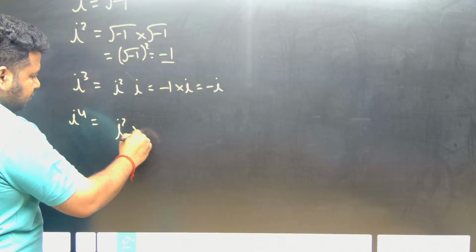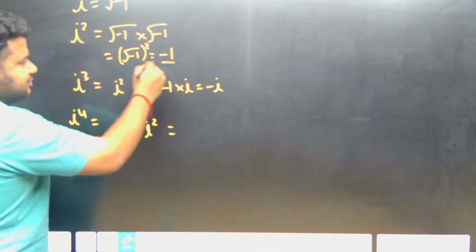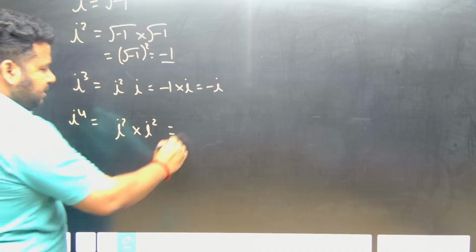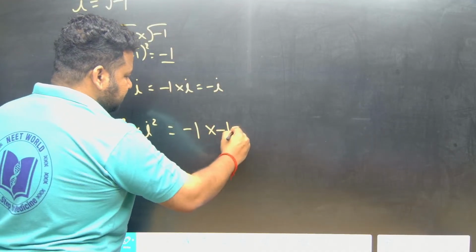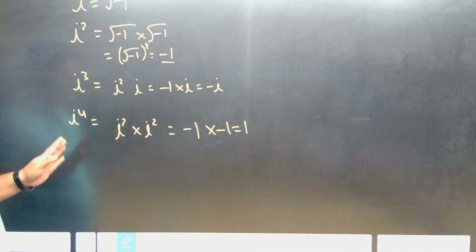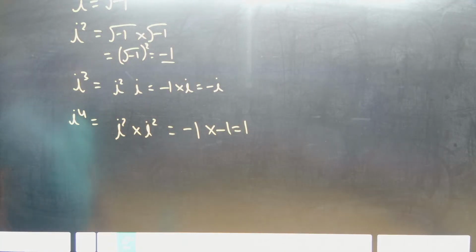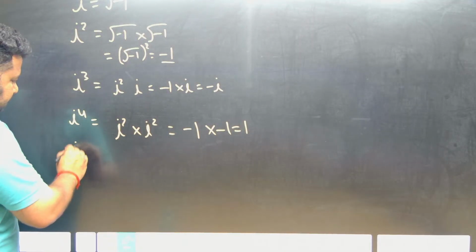I square into I square. But what is the value of I square? I square is minus 1. So minus 1 into minus 1 gives us plus 1. So we got I power 4 equal to plus 1. Another important thing you must know, they will ask 1 by I.